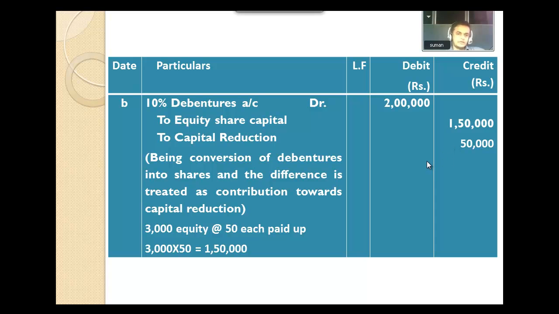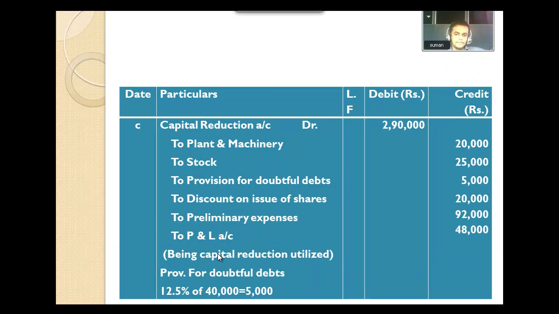Here you have given the explanation in the particulars below, right? Yes. Being conversion of debentures into 3,000 equity shares at the rate of 50 each, and the difference is treated as contribution towards capital reduction. Now our next adjustment.